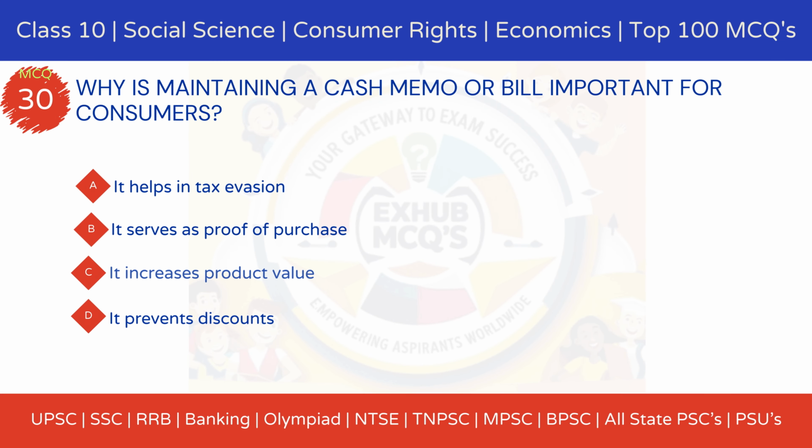MCQ 30. Why is maintaining a cash memo or bill important for consumers? Option A. It helps in tax evasion. Option B. It serves as proof of purchase. Option C. It increases product value. Option D. It prevents discounts.